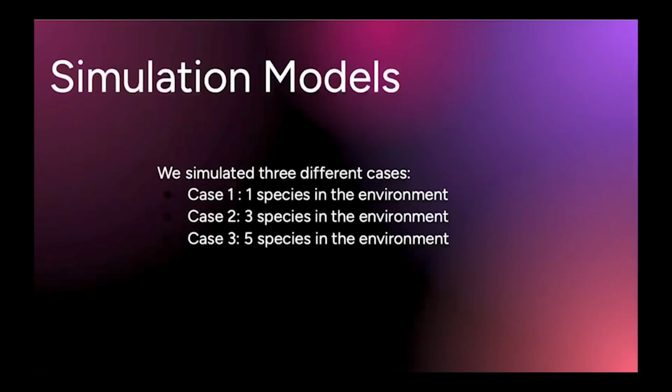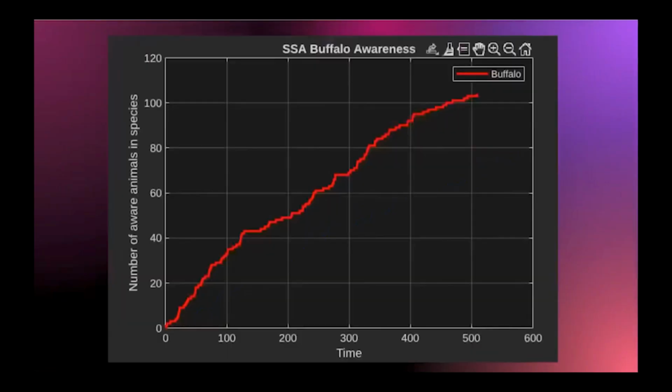We were able to simulate 3 different models: one for when there's only 1 species in an environment, one for when there are 3, and one for when there are 5 species. Doing this allows us to see the interaction between species as they cohabitate and detect a predator. Here we have when there's only 1 species in an environment. The buffalo curve seems to have a linear trend here.